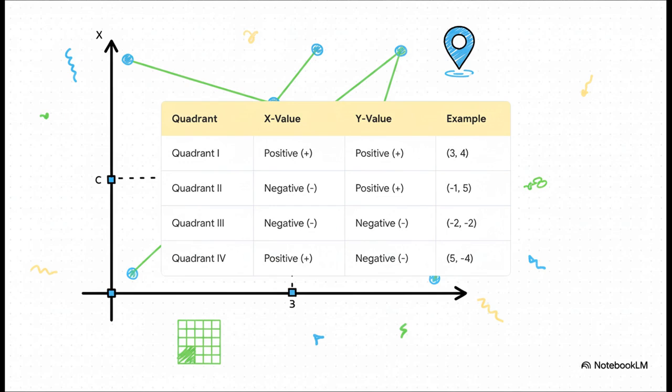In quadrant 1, both your x and y numbers are positive. If you move over to quadrant 2, your x becomes negative, but the y stays positive. Then down in quadrant 3, they're both negative. And finally, over in quadrant 4, x is positive again, but y is negative. So just by looking at the signs of the numbers, you immediately know which region of the map you're in.